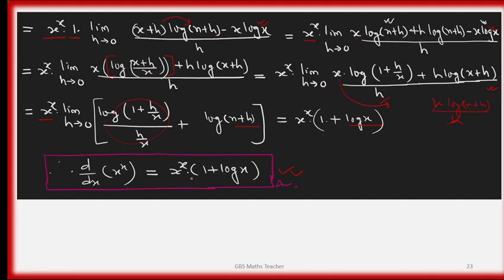Similarly, we move to the next question: find the derivative from first principle of 2 to the power x square.